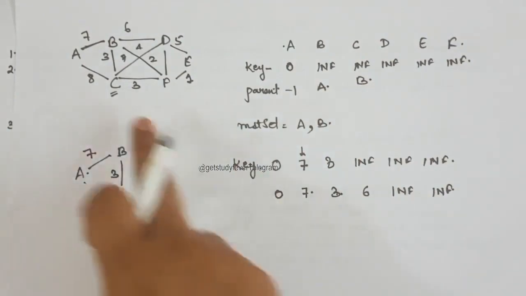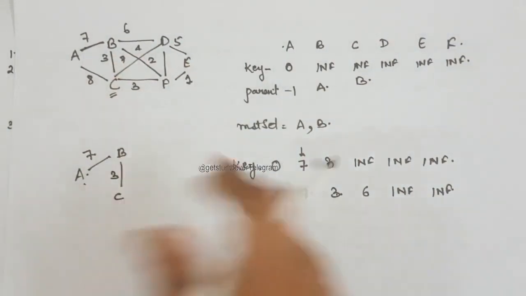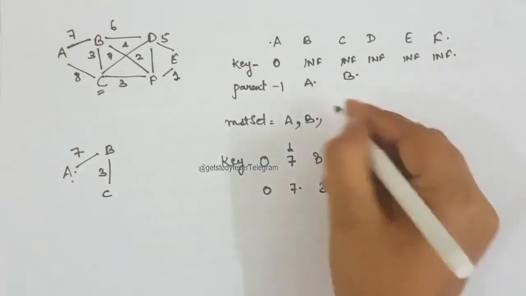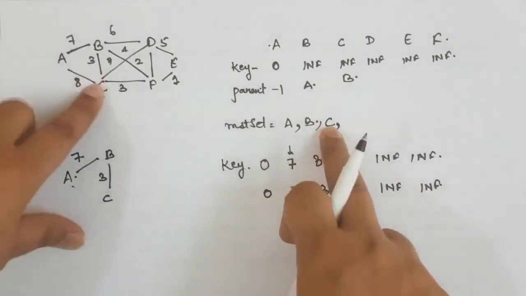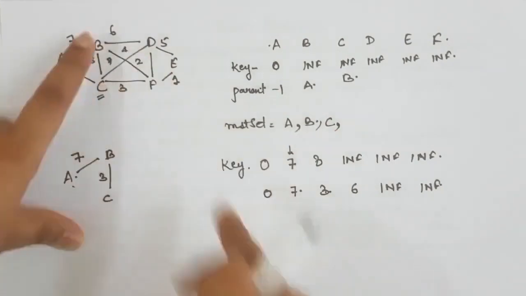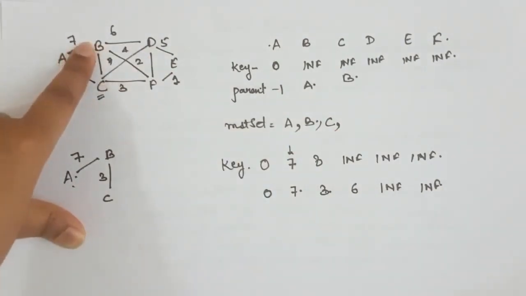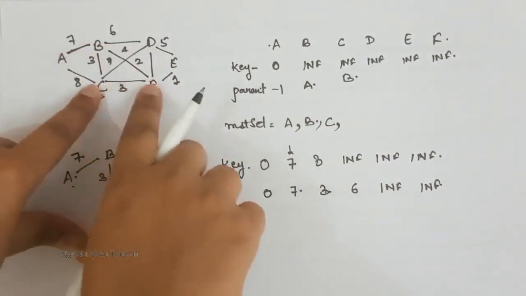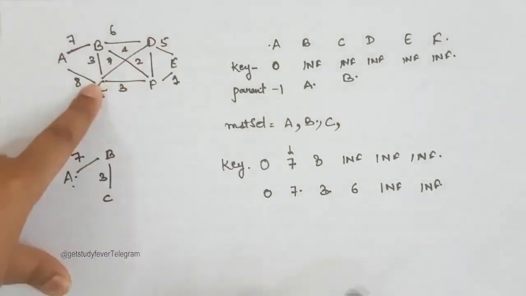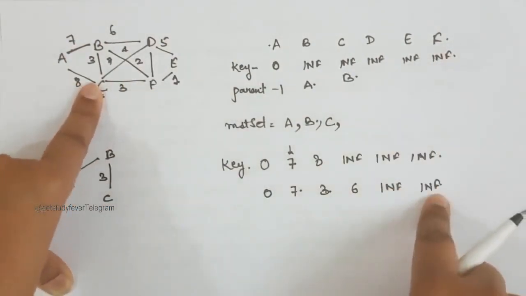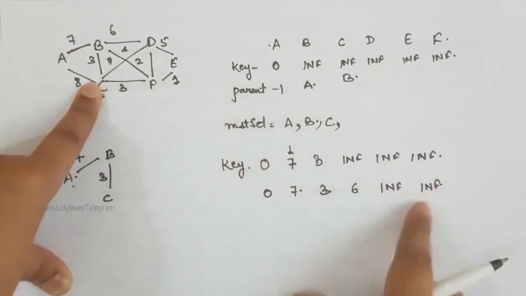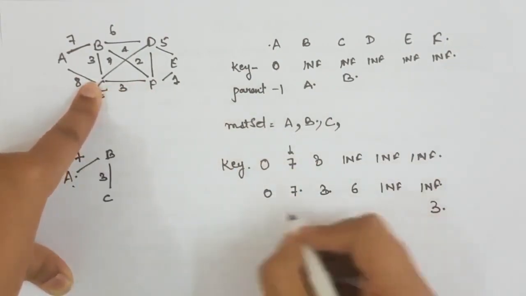Now we have B and C also in the set. I will update my MST set. Now I will check all the adjacent vertices of C. So we have F, D and B. But since B is already included, I will ignore B. I will update the keys of F and D. Let's see what is the value of F. F is infinite, and since 3 is less than infinite, obviously this will be updated.